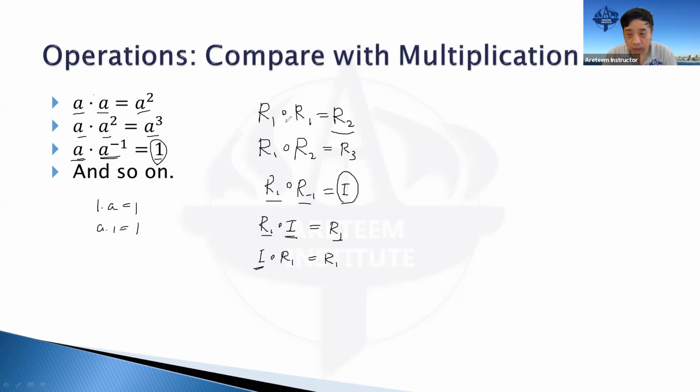Okay, and there's another thing. Like this, A times A squared is A cubed. If I switch these two, I do R2 first and then do R1, do I still get R3?